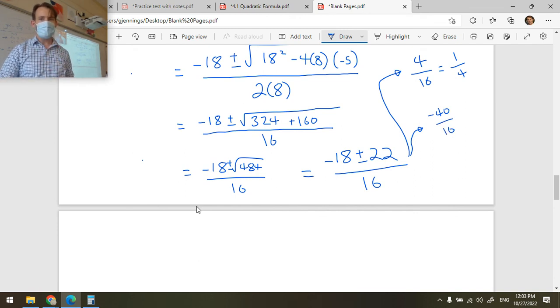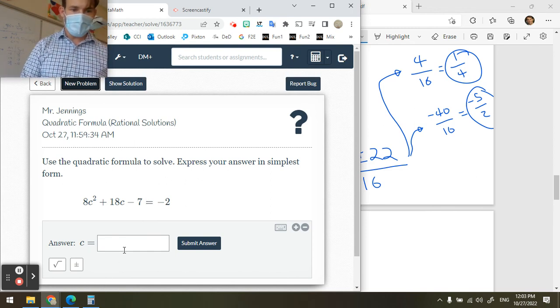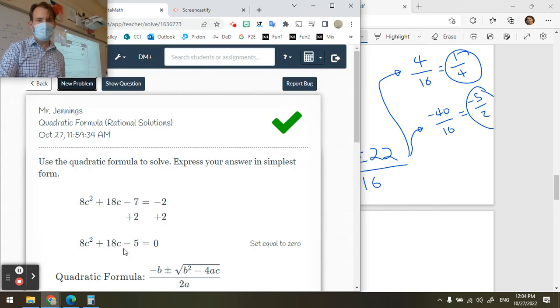Here I can take out a factor 8 from both numbers to get negative 5 halves. So here are my two options for what C equals. Negative 5 halves or 1/4. Put that in. So we have 1 over 4 was one option, and then negative 5 over 2 was the other.